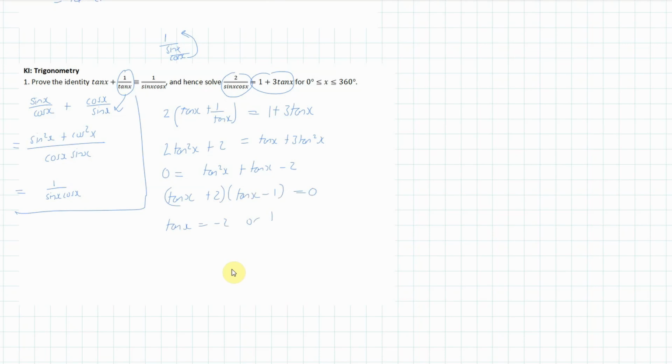And we can quickly sketch our tan graph. There's an asymptote there. This is 180. We've got another asymptote down here, and we're going up to 360, aren't we? So that's 360 there. Now at negative 2, you're going to get a result here to start off with, and I think that would be, well, it's negative 63.4. So you're going to need to add 180 to get this one.